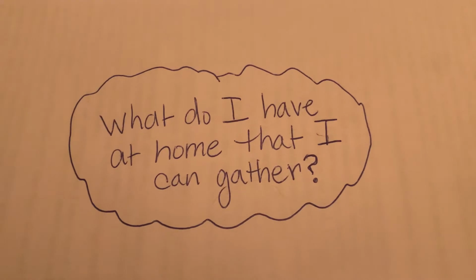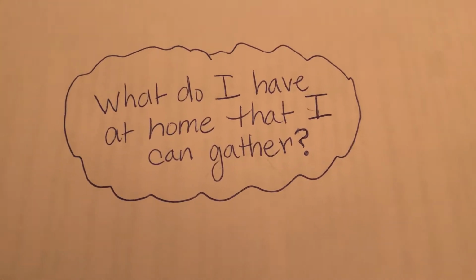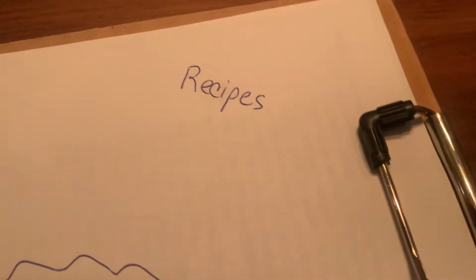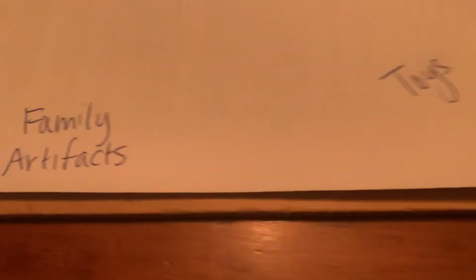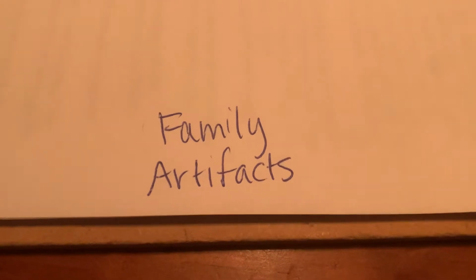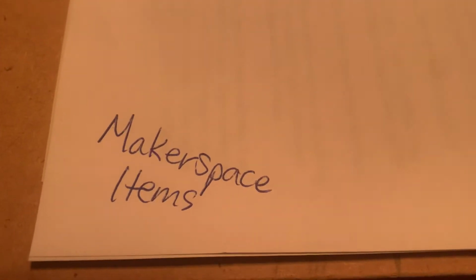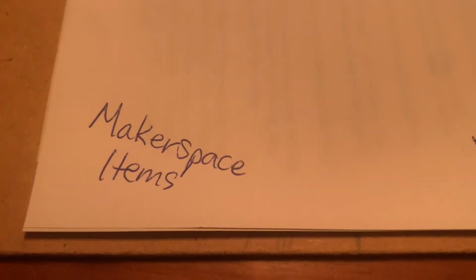Now, if you look on your choice board, there are a number of things that are already there as ideas. There are nature collections. You could maybe collect some photos, recipes. You could look for some toys. You could look for some family artifacts. Remember, artifacts is that big word we've been talking about this week. Or you could think about some of the makerspace items.